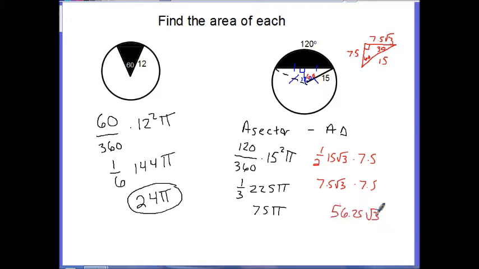Now, all we have to do is subtract this. I know it's not overly pretty, but what we want to do is leave this as 75 pi minus 56.25 square root 3 as my final answer, unless it says to round it.